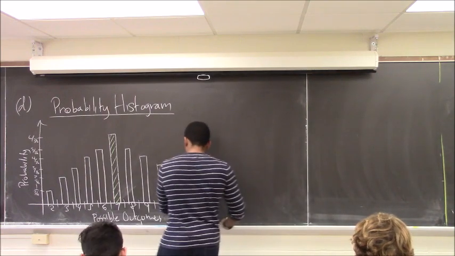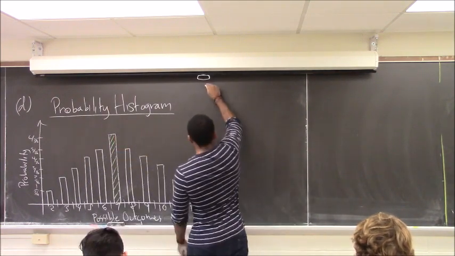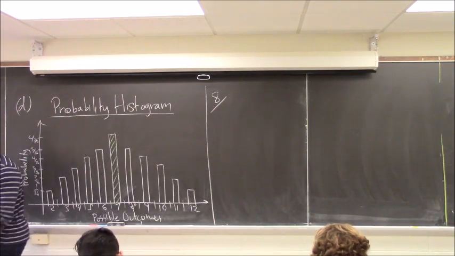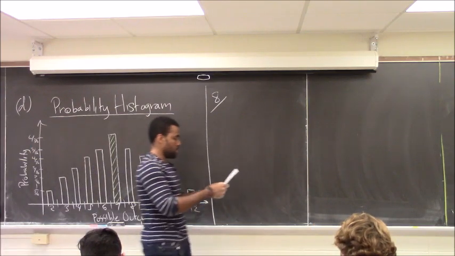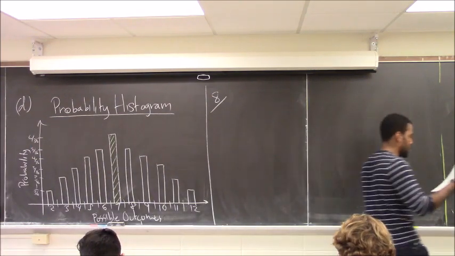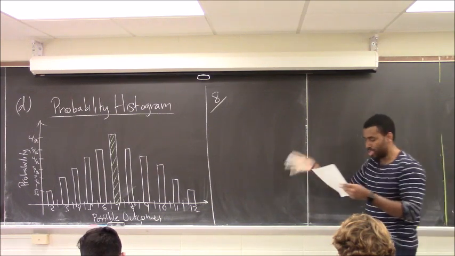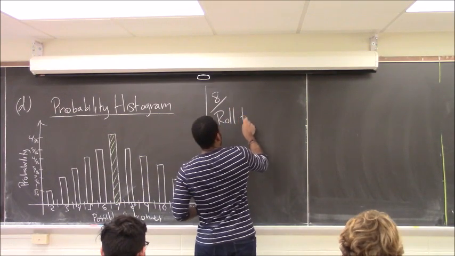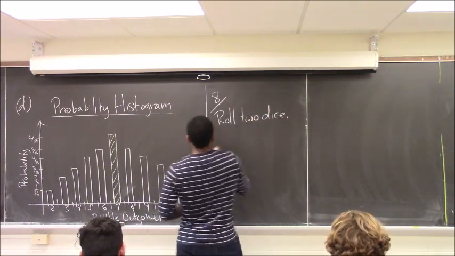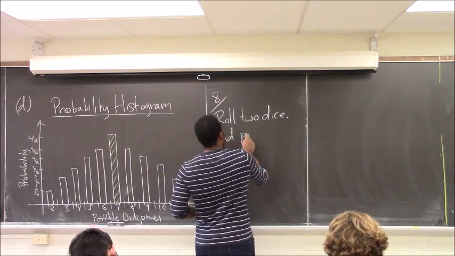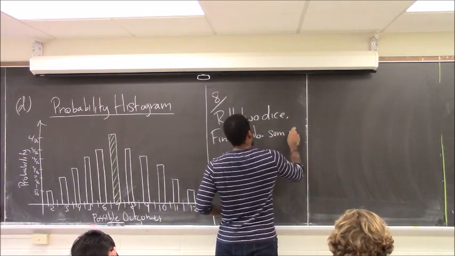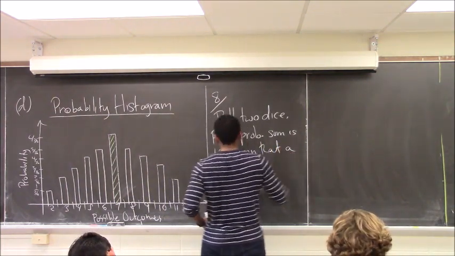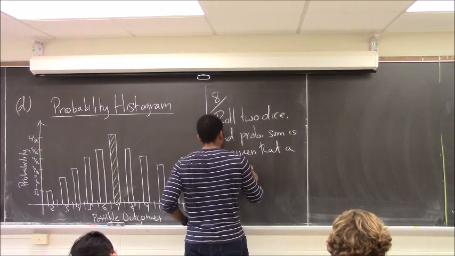We're going to proceed through this example in a somewhat strange way, just to explain the thought process while we're doing it. You roll 2 fair 6-sided dice. So you're in the 2 dice situation again. You roll 2 dice. Find the probability the sum is 10 given that a 6 was rolled.